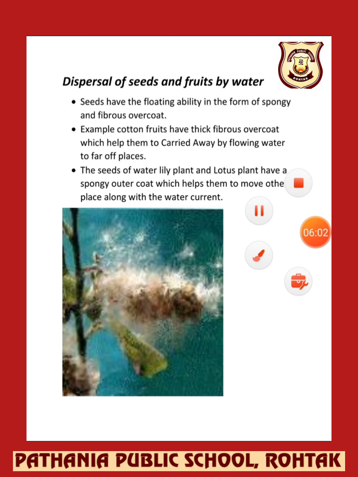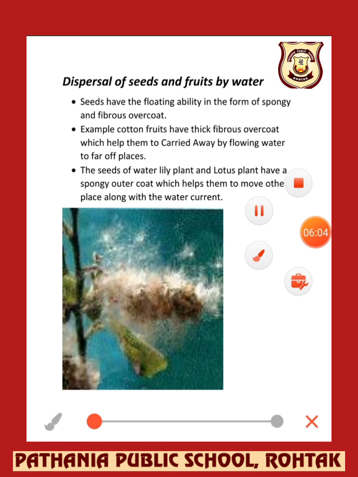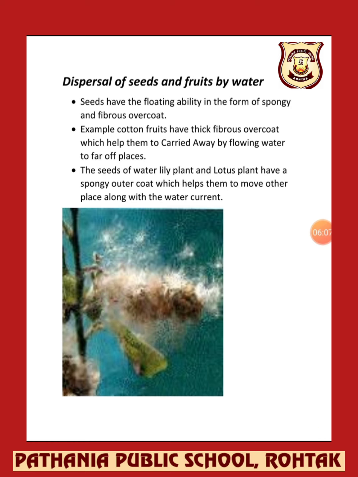So next we are discussing the dispersion of seeds and fruits by water. Now, how is water responsible for taking the seeds from one place to another? Seeds have the floating ability in the form of spongy and fibrous overcoats. Some cotton fruits, like those with thick fibrous overcoats, are carried away by the floating water. You can see these seeds are easily floated by the water current. Through the water current they can go from one place to another.